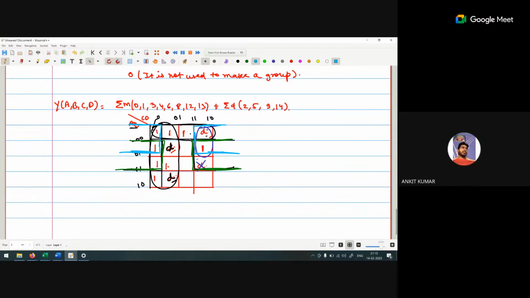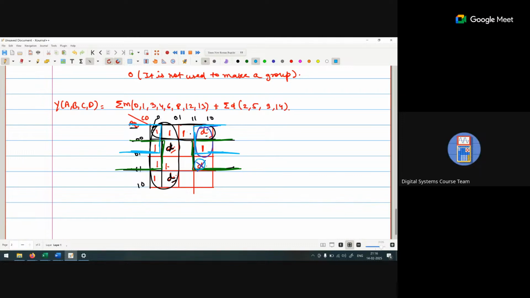Means, sir, if we consider all the min terms, we neglect D, right? Yes. Our thing is that we have to consider all the min terms and create a group of min terms only. But if we use the don't care condition, our group size will be increased, so we consider that don't care also. But our primary target is that we have to use only min terms to create a group. Okay, yes sir, thank you.